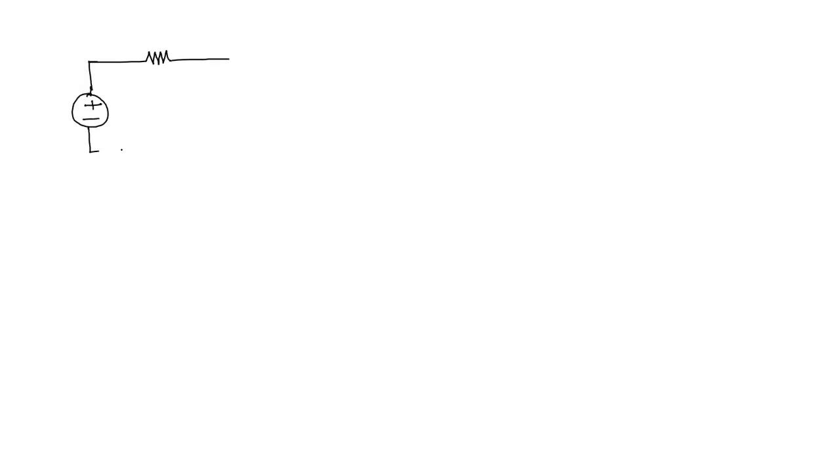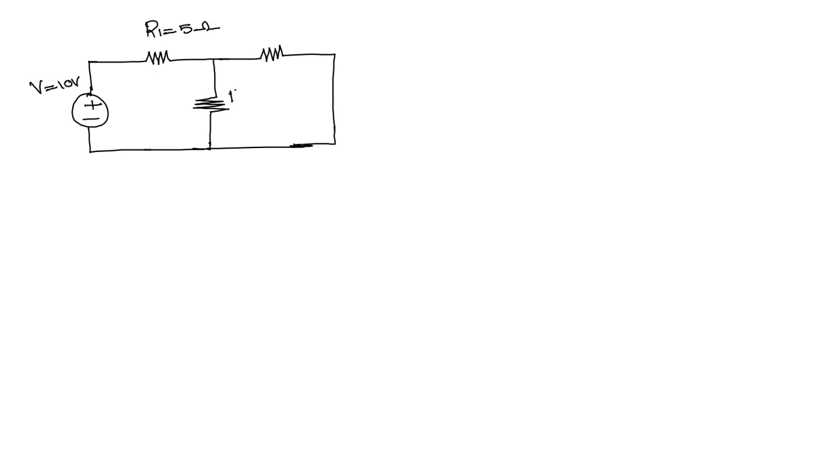So this one is a voltage source, and we have resistors R1, R2 and R3. These are the resistances connected here, and the value of this voltage source is 10 volts. The value of R1 is equal to 5 ohms, the value of R2 is equal to 10 ohms, and the value of R3 is equal to 20 ohms.